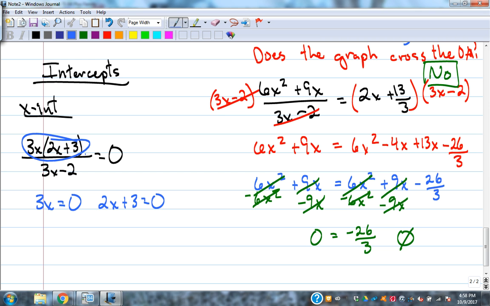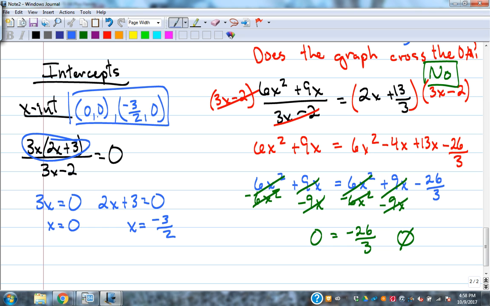Looks like we're going to have two x-intercepts. One at x equals 0. One at negative 3 over 2, right? So the x-intercepts are at 0, 0, and negative 3 over 2, 0. Two places that it's crossing the x-axis. The origin and negative 3 over 2, 0.